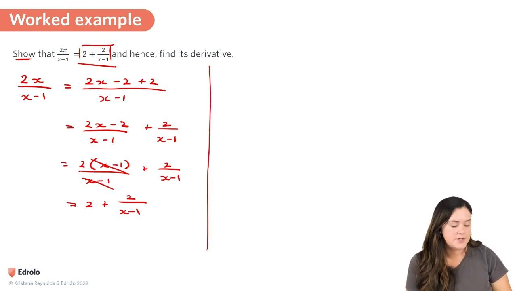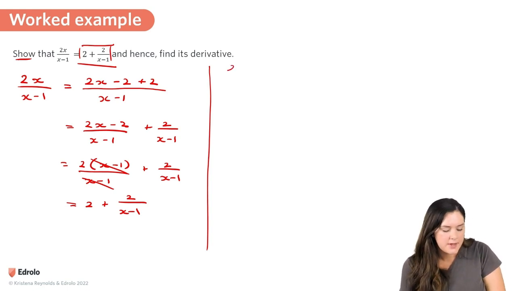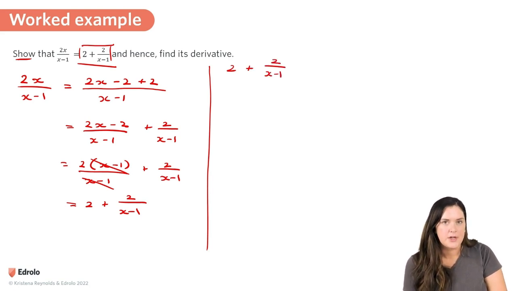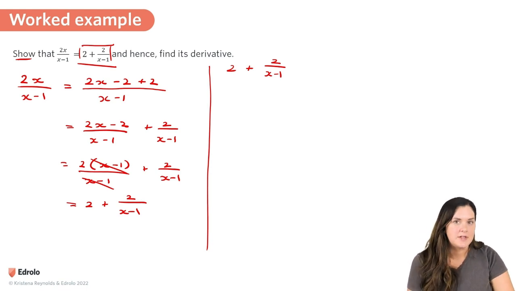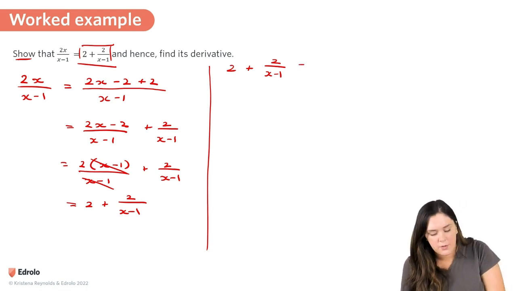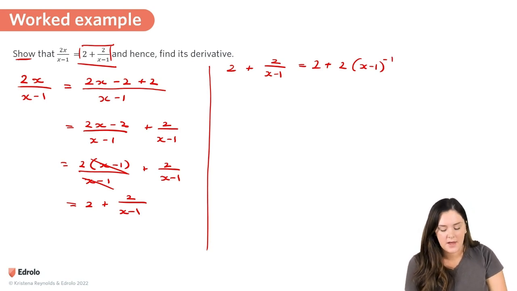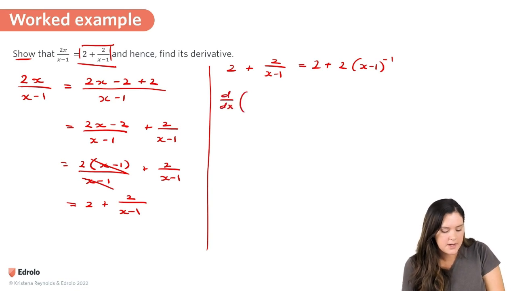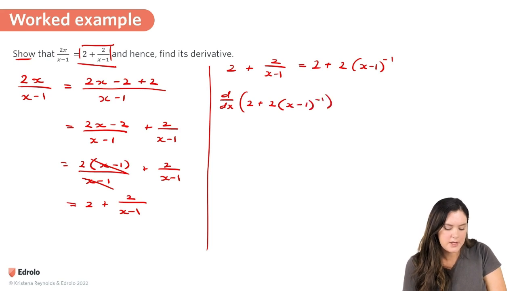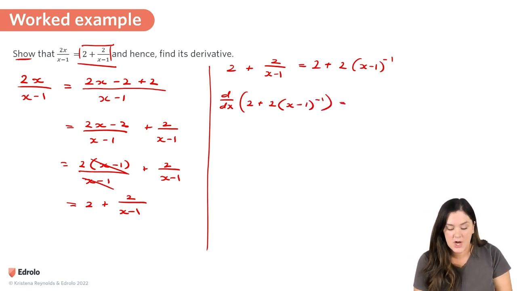So now that I have it into something a bit more workable, I need to differentiate this. So I'm just going to rewrite that at the top here. So I've got 2 plus 2 over x take away 1. Now, what I need to do is actually change this into negative indices so I can differentiate this. So what I have is 2 plus 2 times (x take away 1) to the power of -1. And now I can differentiate that. So I'm going to use the operator notation. So just the d/dx, open my brackets, got 2 plus 2 in brackets, (x take away 1) to the power of -1. Differentiating that using the chain rule.